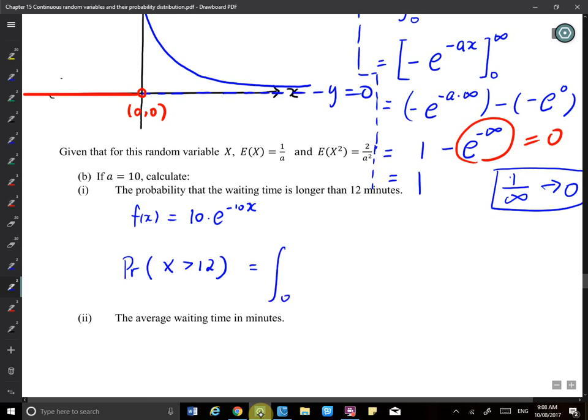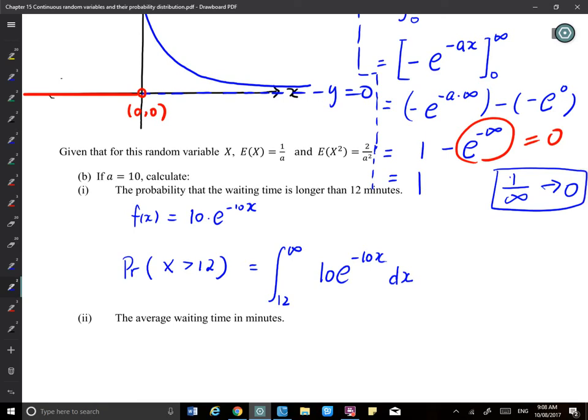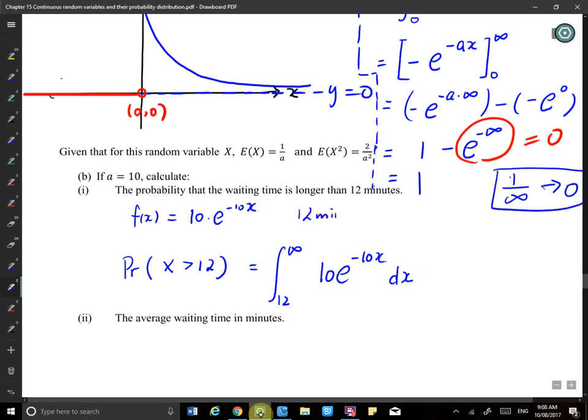Well, I can further write 12 to infinity 10e to the minus 10x dx. Is that correct? Well, most of the time when I ask, it's not correct. Where is wrong? What's the unit for x? X is in hours. What is given here is only in minutes. You need to change 12 minutes into 1/5 hour. So I need to change that to 1/5.